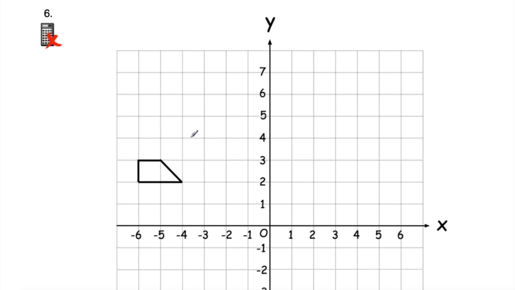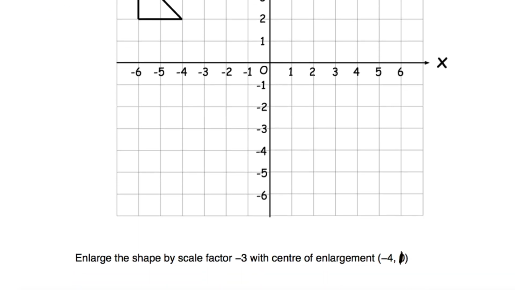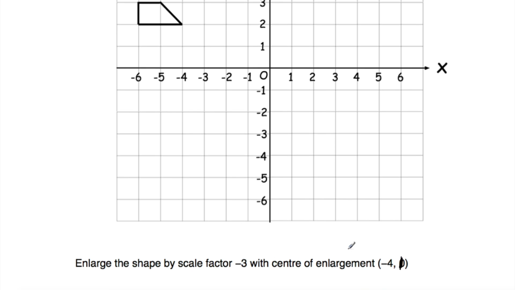So question number 6, we've got this trapezium, and the question says to enlarge the shape, so that trapezium, by scale factor -3 using center of enlargement -4, 1. So -4, 1 would be there, that's the center of enlargement, and we need to enlarge this trapezium using scale factor -3, so that means that all the points are going to be 3 times as far away in the opposite direction. So this point, instead of being 1 up, we're going to go 3 down, 1, 2, 3, that would be there. Okay, this point here, that's 2 left and 1 up, so we're going to multiply by 3, so it's going to be 6 right and 3 down, so 1, 2, 3, 4, 5, 6, and 3 down, 1, 2, 3 would be there.